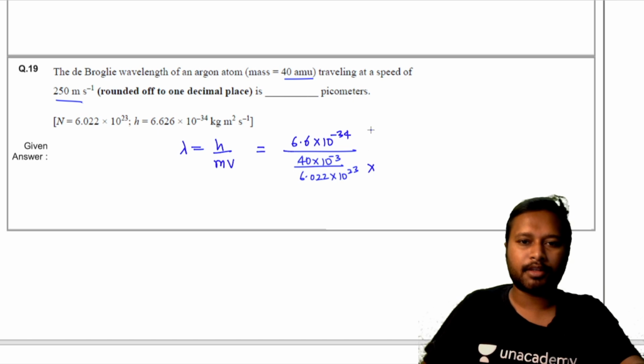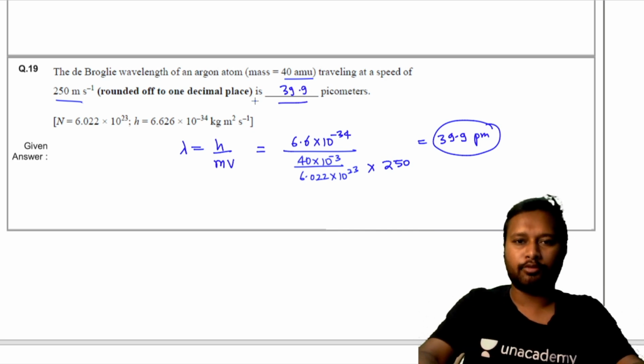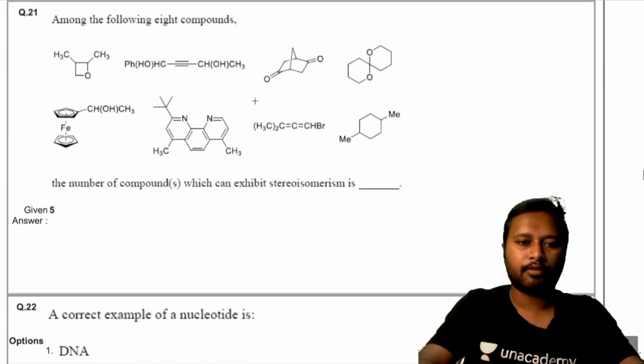So the speed of the beam, sorry, which is 250. So this is what you will be having. Just multiply and solve this whole thing and you will get something around 39.9 picometer. This is going to be the answer, 39.9 picometer. You can check the answer on your own.